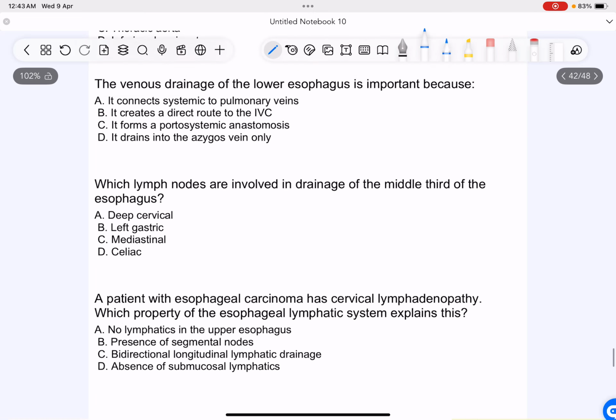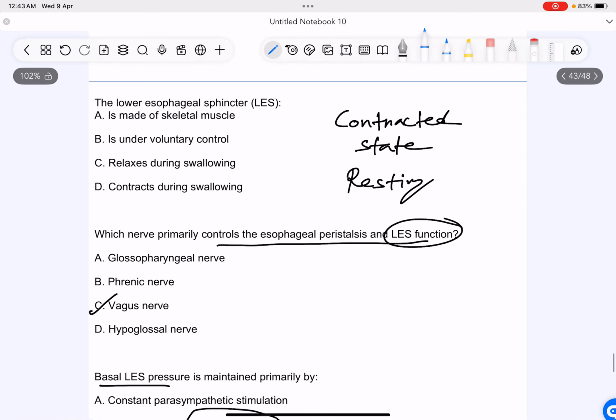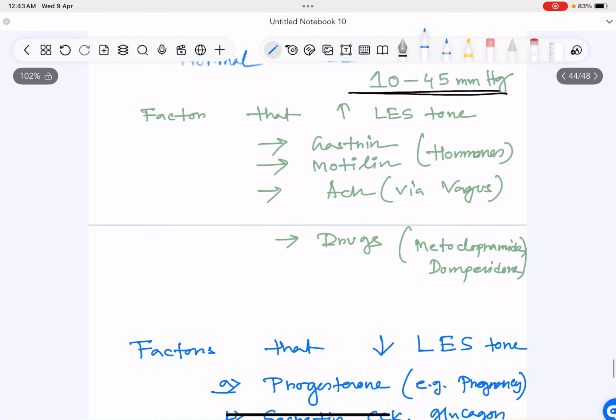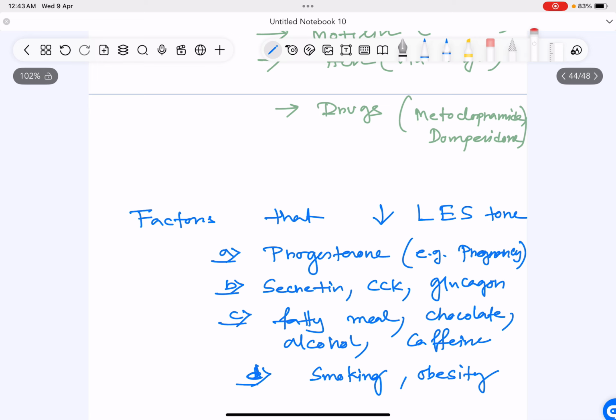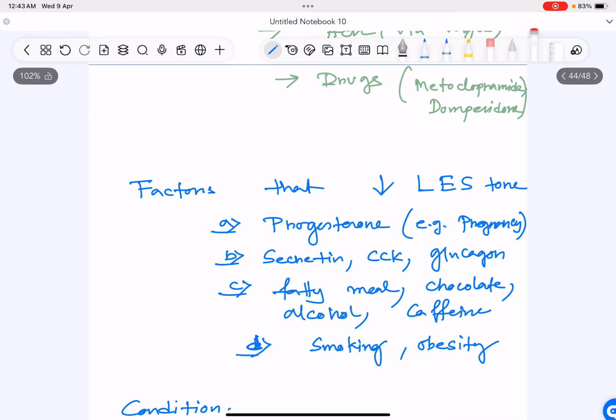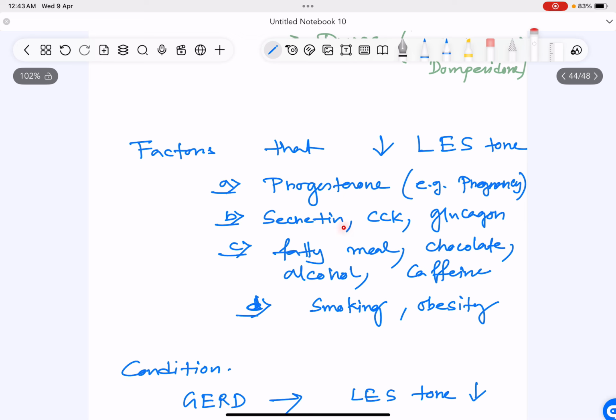Coming back. Now factors which decrease the LES tone: progesterone and secretin, CCK, glucagon. These hormones are mainly produced by the duodenum. Glucagon is actually mainly produced by the pancreas, but secretin and CCK are produced by the duodenum. So glucagon comes from the pancreas, the islets of Langerhans.